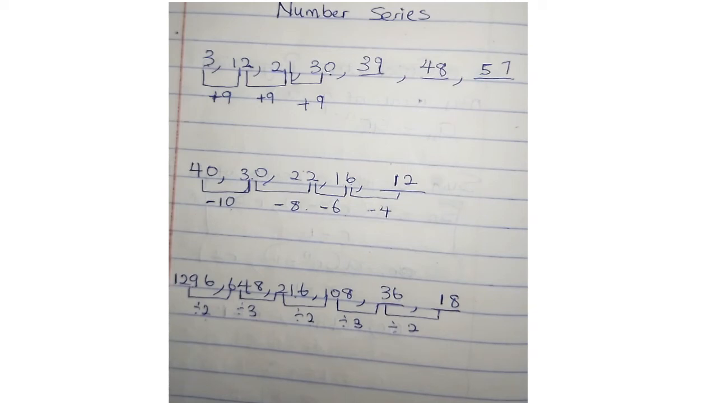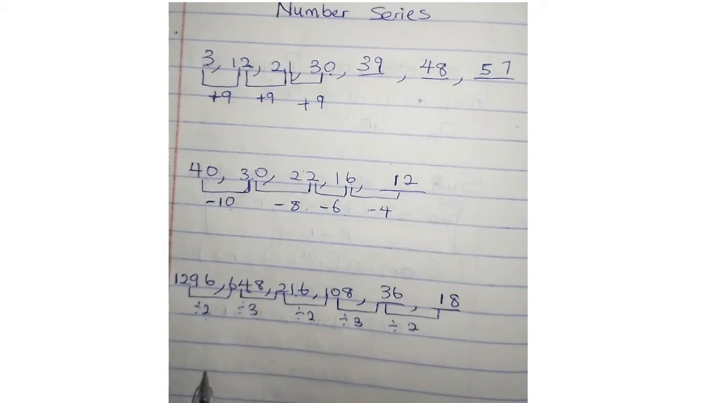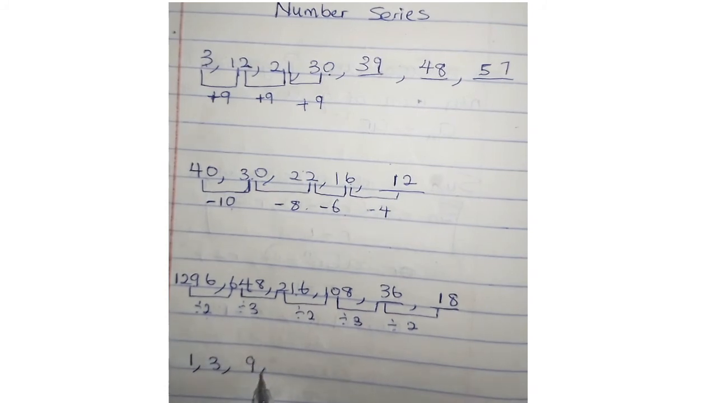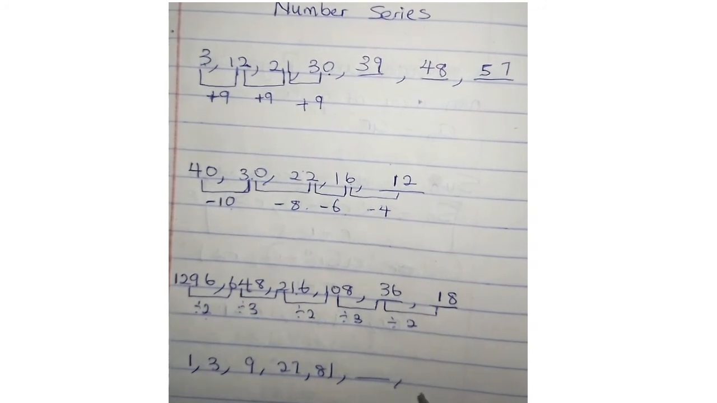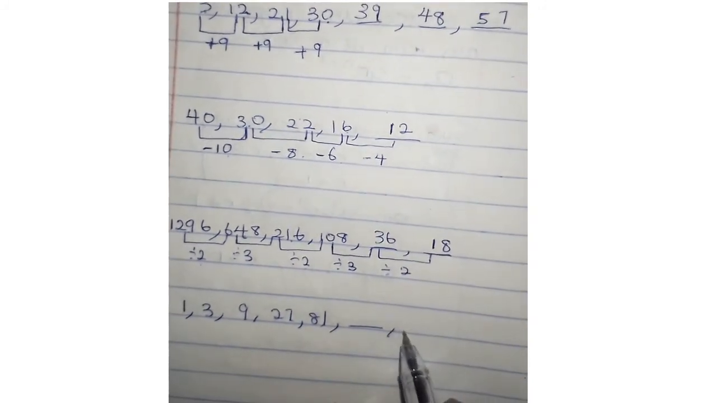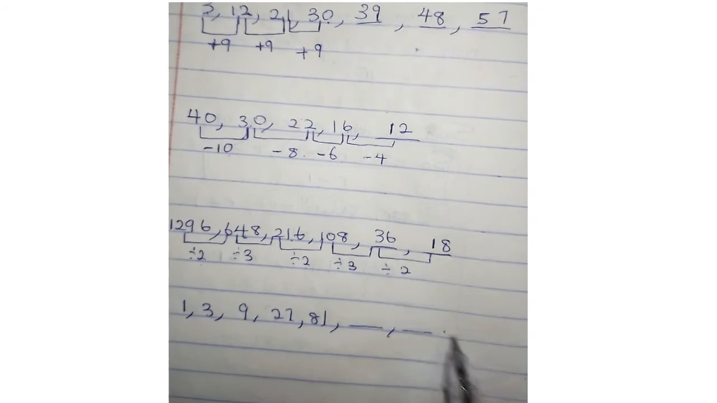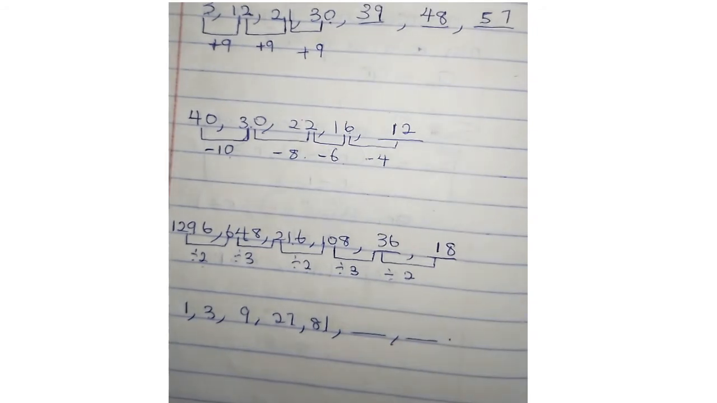Alright, now we're going to take one more example and we're done. We have something like this: 1, 3, 9, 27, and 81, and we're being asked to look for the next two numbers. There's a difference between these numbers. Between 1 and 3, when 1 is multiplied by 3, we have 3.